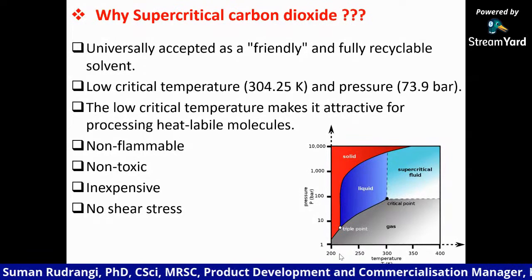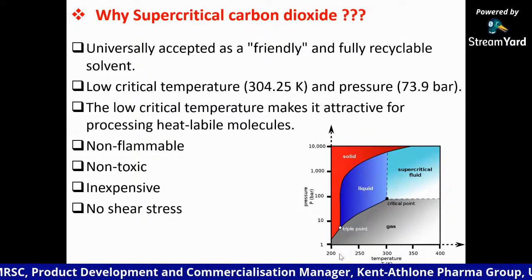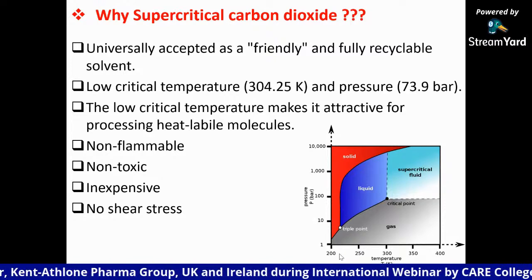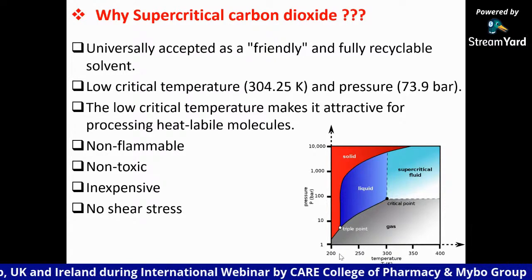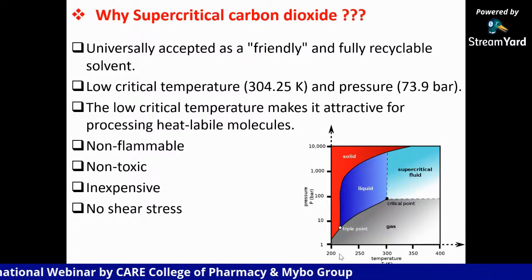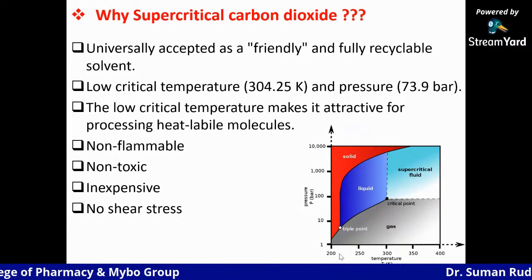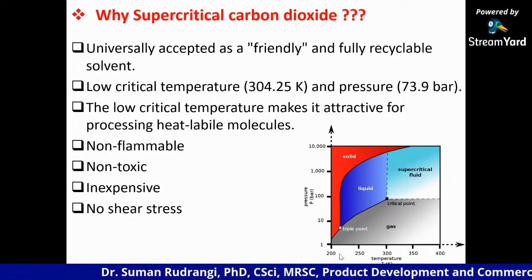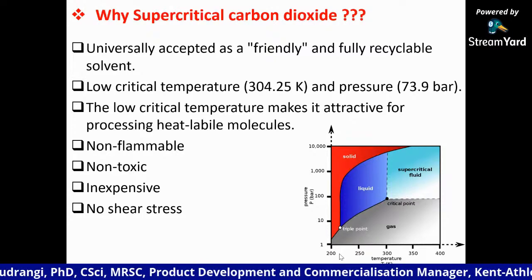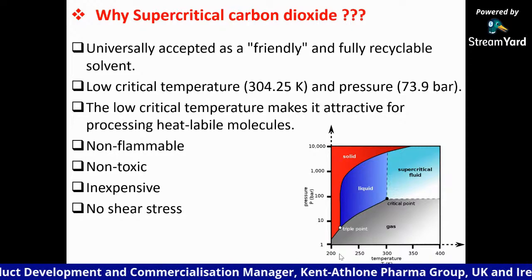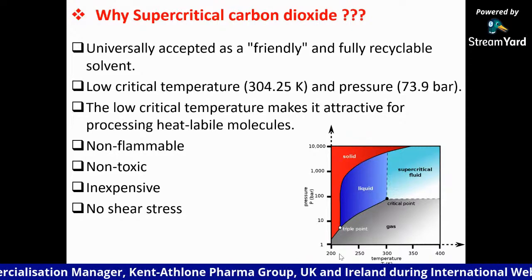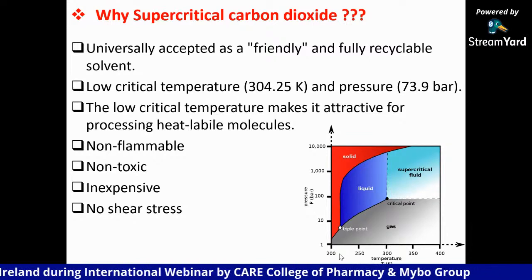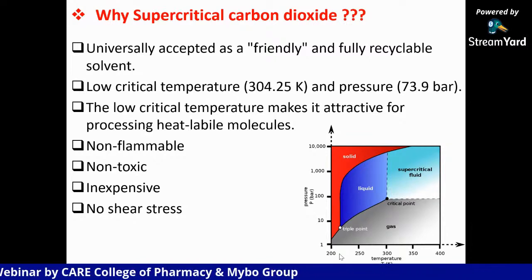Okay, why supercritical carbon dioxide? Supercritical carbon dioxide has been used as it's universally accepted as a friendly, green, and fully recyclable solvent. And it has a low critical temperature of 304.25 Kelvin and 73.9 bar pressure. So the low critical temperature makes it very attractive for processing heat labile molecules. And supercritical carbon dioxide is non-flammable, non-toxic, inexpensive, and has no shear stress. So these are the benefits. So why don't you go green?